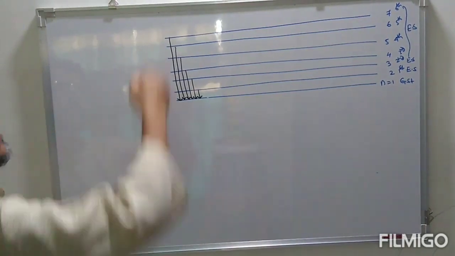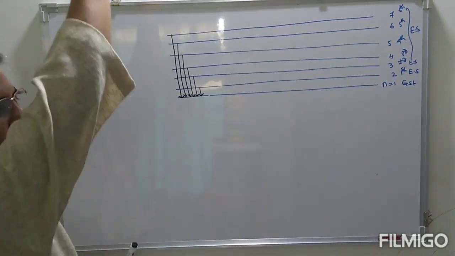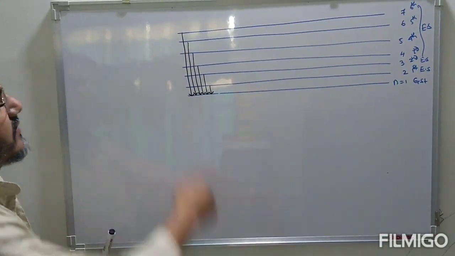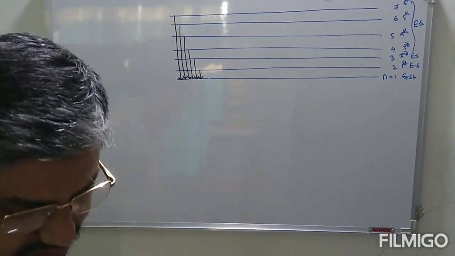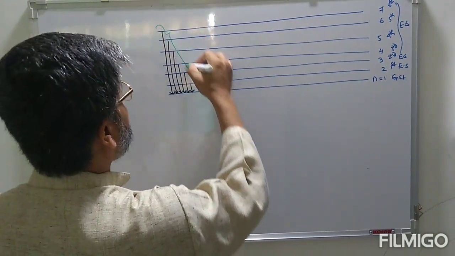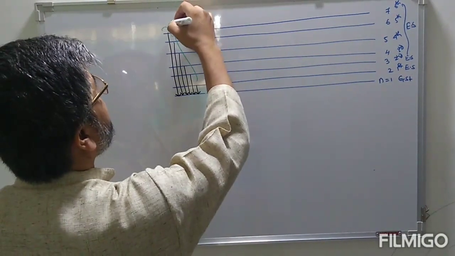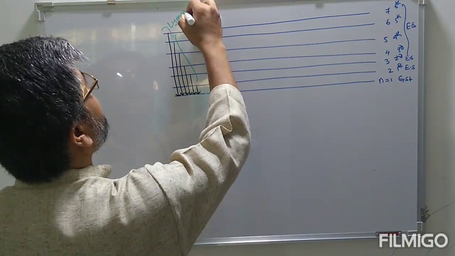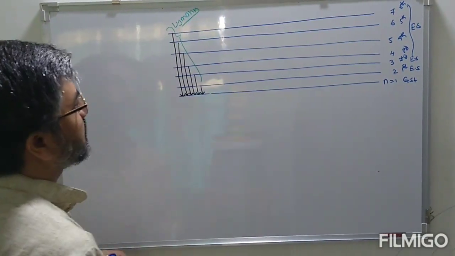If an electron is coming from any of these excited states, so we have a number of states, I'm just saying this is the first, second, third, fourth, fifth, etc. If an electron is coming from any of these excited states to the ground state, then this is known as the Lyman series.